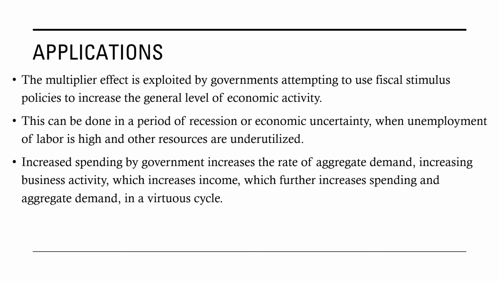Coming to the application of fiscal multipliers, the multiplier effect is exploited by governments attempting to use fiscal stimulus policies in order to increase the general level of economic activity. This can be done in a period of recession, economic uncertainty or depression, when unemployment of labor is very high and other resources in the economy are underutilized. Increased spending by government would increase aggregate demand, and thus increase economic activity. It would increase consumption, investment and aggregate demand, and this would in turn increase the income level in the economy, acting as a virtuous cycle.